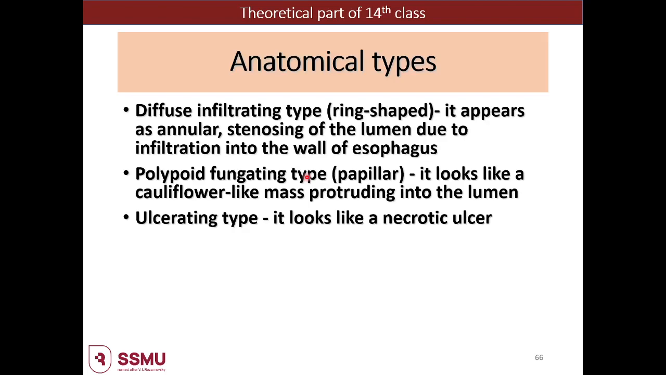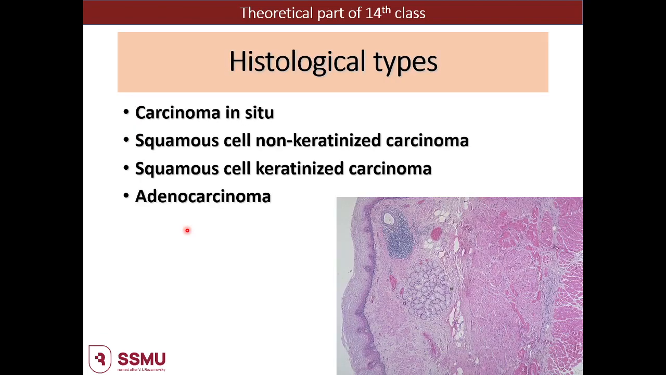Ulcerating type looks like a necrotic ulcer. One of the most difficult types to diagnose is the infiltrating or ring-shaped cancer, because we will see the first manifestation only in case of blockage of the esophagus. Polypoid and ulcerating types we should find at first manifestation.